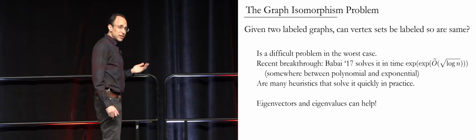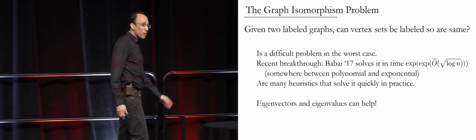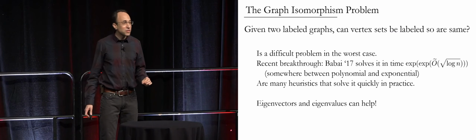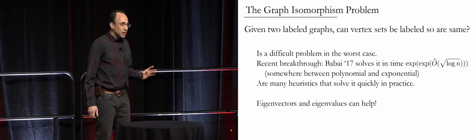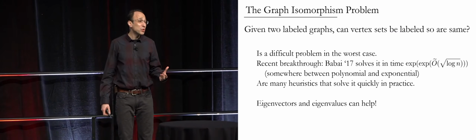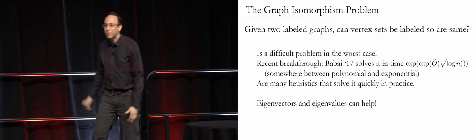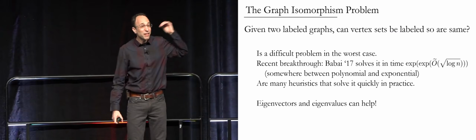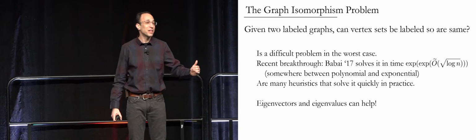There are many heuristics that help solve this problem in practice, and eigenvalues and eigenvectors can help, and that's why I want to tell you a little bit about it. First, let me just say why you should care about this. The fact that this is hard means that, in general, telling if two things are the same is hard. There are many times where you want to measure the distance between some objects, or a notion of how similar they are. But if you can't even tell if they're the same, you're not going to have any success with that, at least algorithmically speaking.